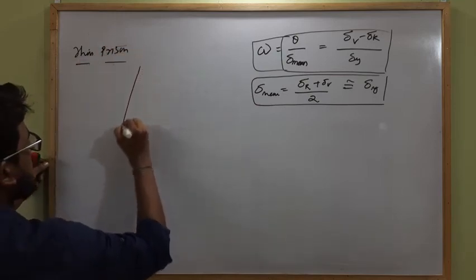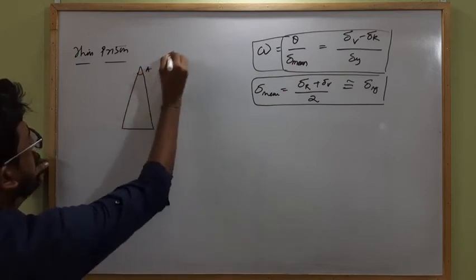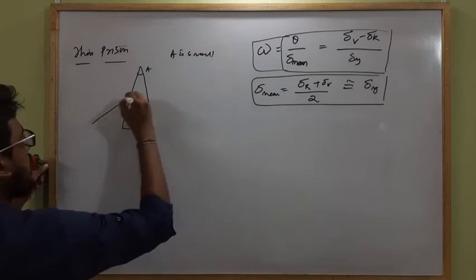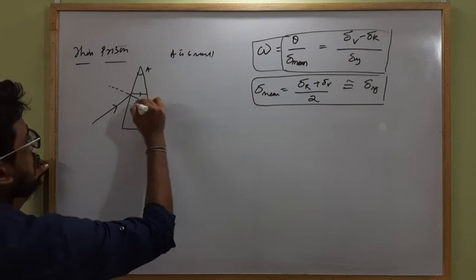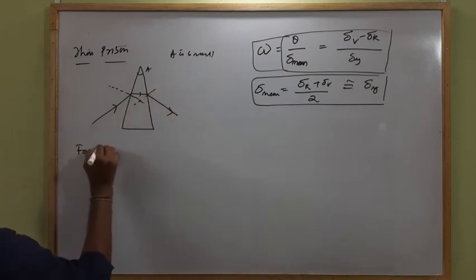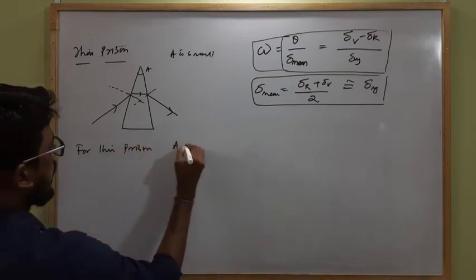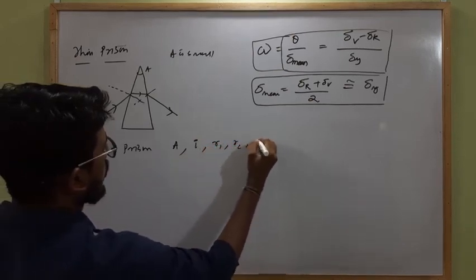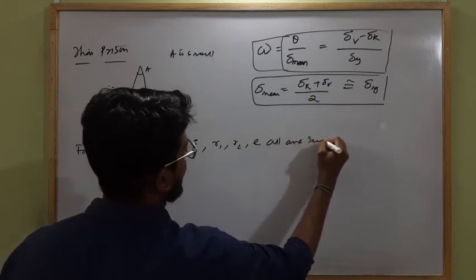So if this is a prism which is very thin, that means the angle of prism is very small. This is the angle of prism, A is small. So the incident ray travels along this direction. This is the normal, it will go like this. This is the normal, it will come like this. So for a thin prism, you have to remember A, I, R1, R2, E, all are small.